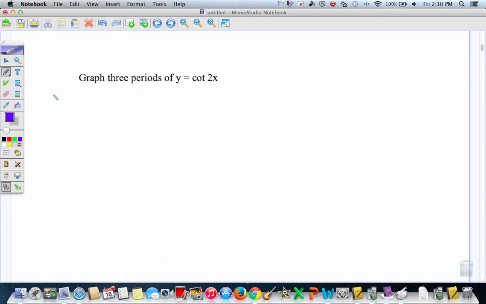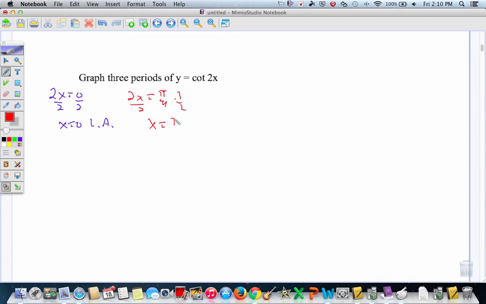Let's try again here. 3 periods this time of the cotangent of 2x. Let's zip through this one fairly quickly. 2x equals 0. That's our starting point, or our left asymptote line. So x equals 0, left asymptote line.